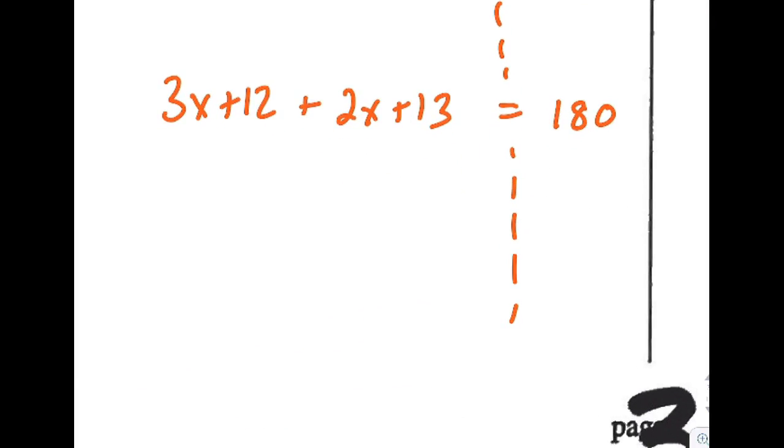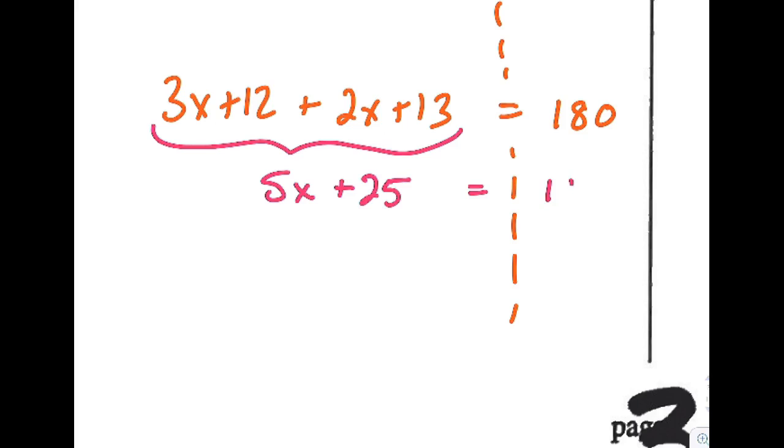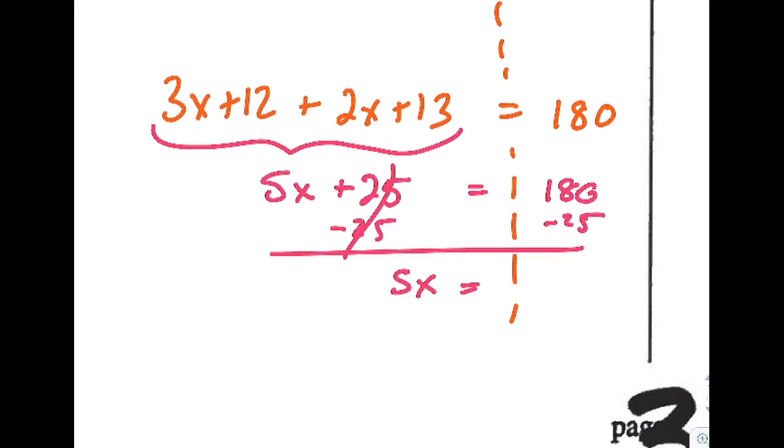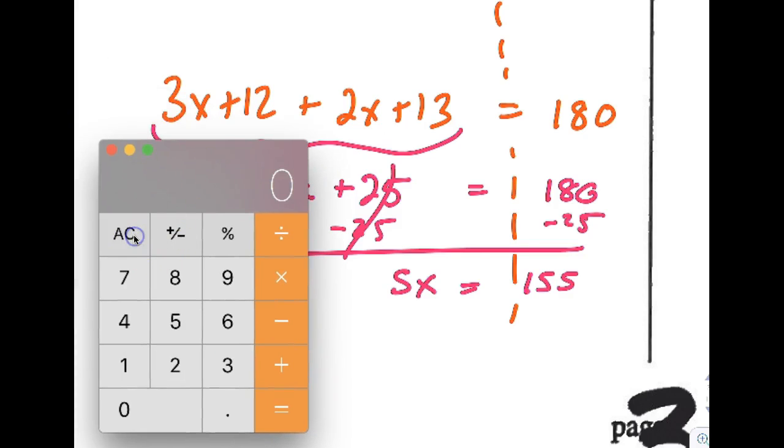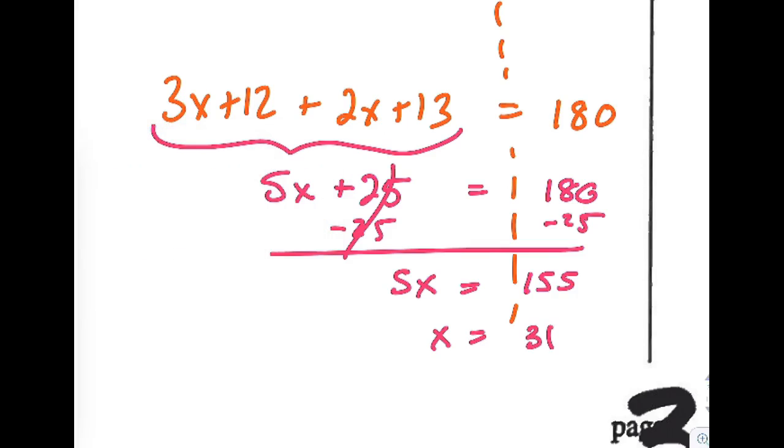So just like the last problem, we will add up our like terms. 5x's and 25 equals 180. Subtract 25 from both sides. You have 155. Divide that by 5. Reminding you that you need a calculator for the midterm. And x will be 31.